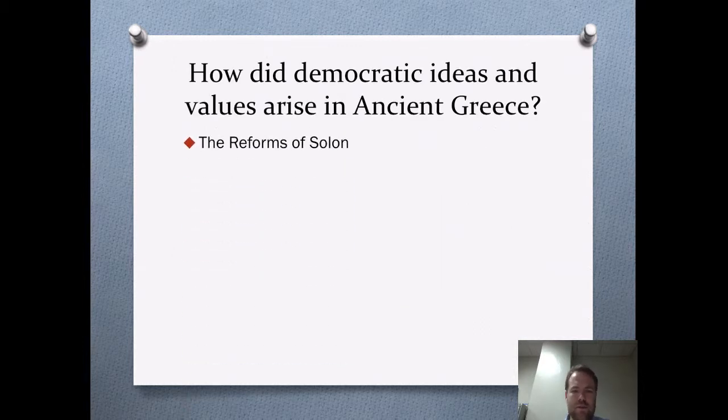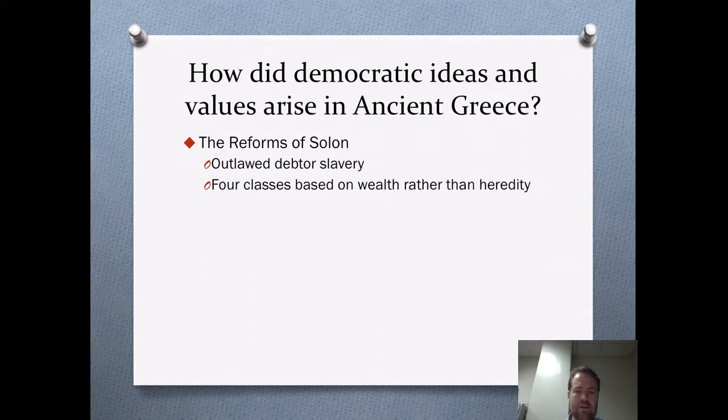First, we had the reforms of Solon. Solon outlawed debtor slavery, meaning that you could no longer become a slave through debt. He also created 4 classes based on wealth rather than heredity. So you still had classes, but they weren't based on who you were born to. It was based on just if you're rich or poor. All adult males were citizens and could vote in the assembly.